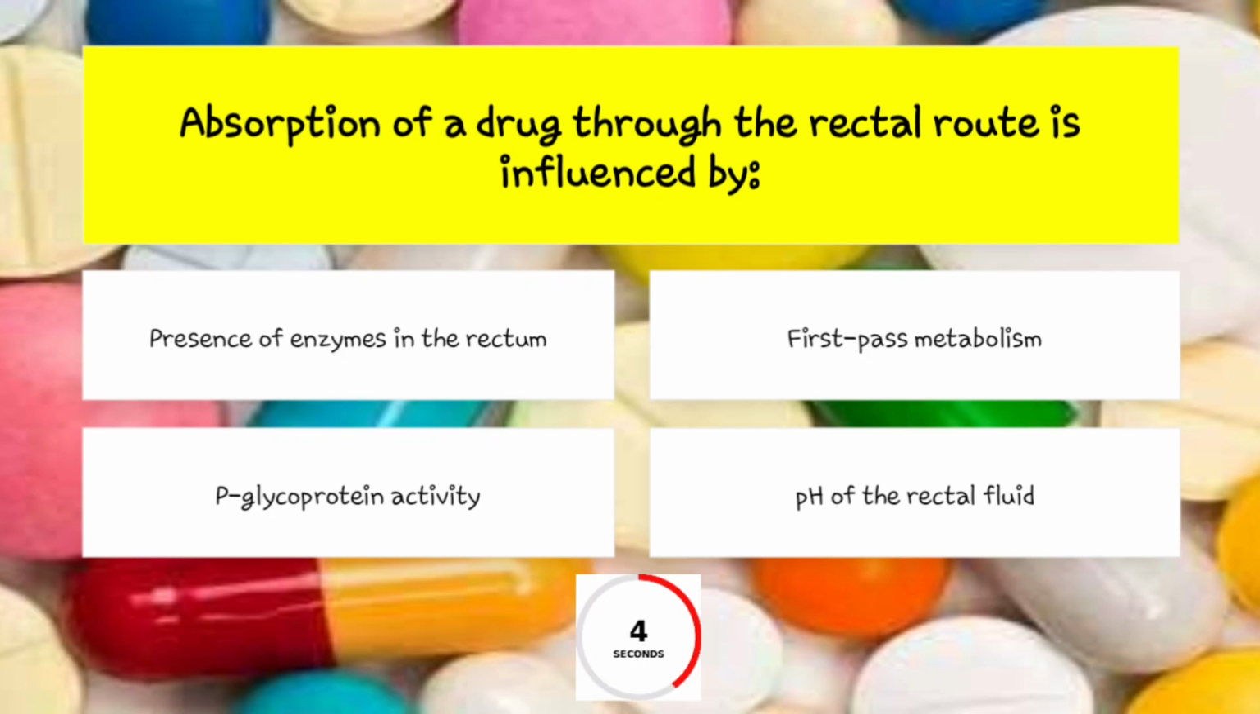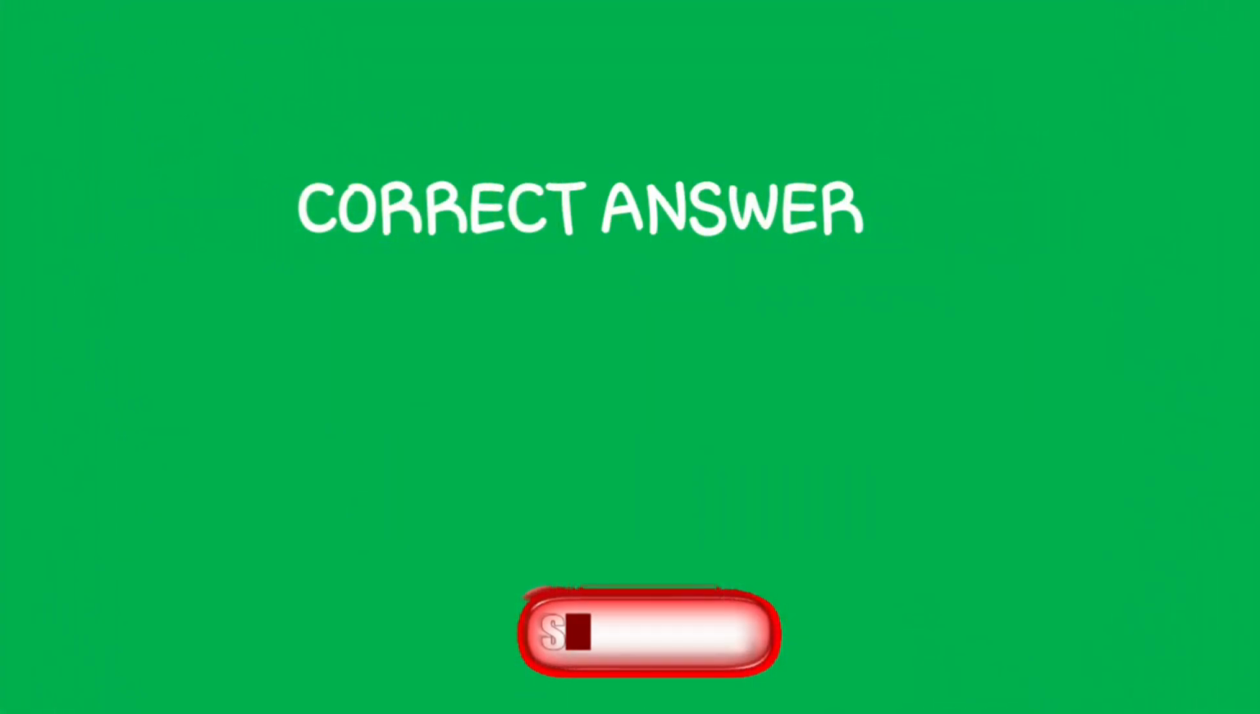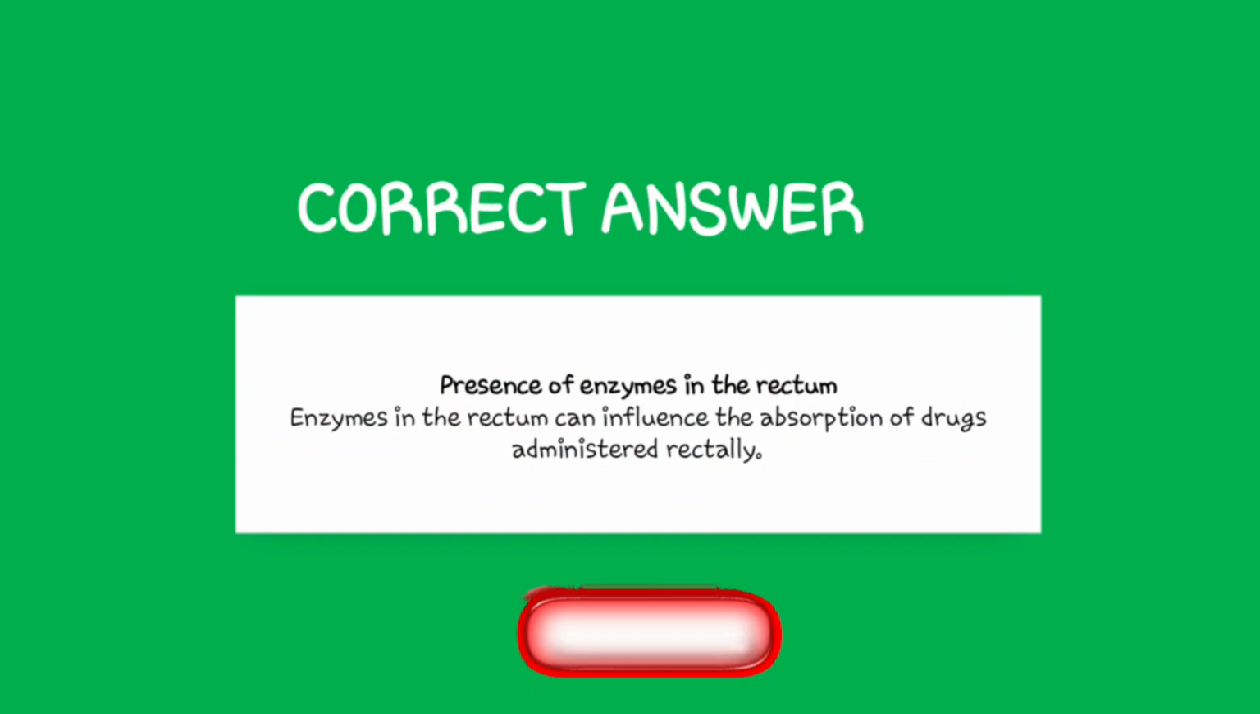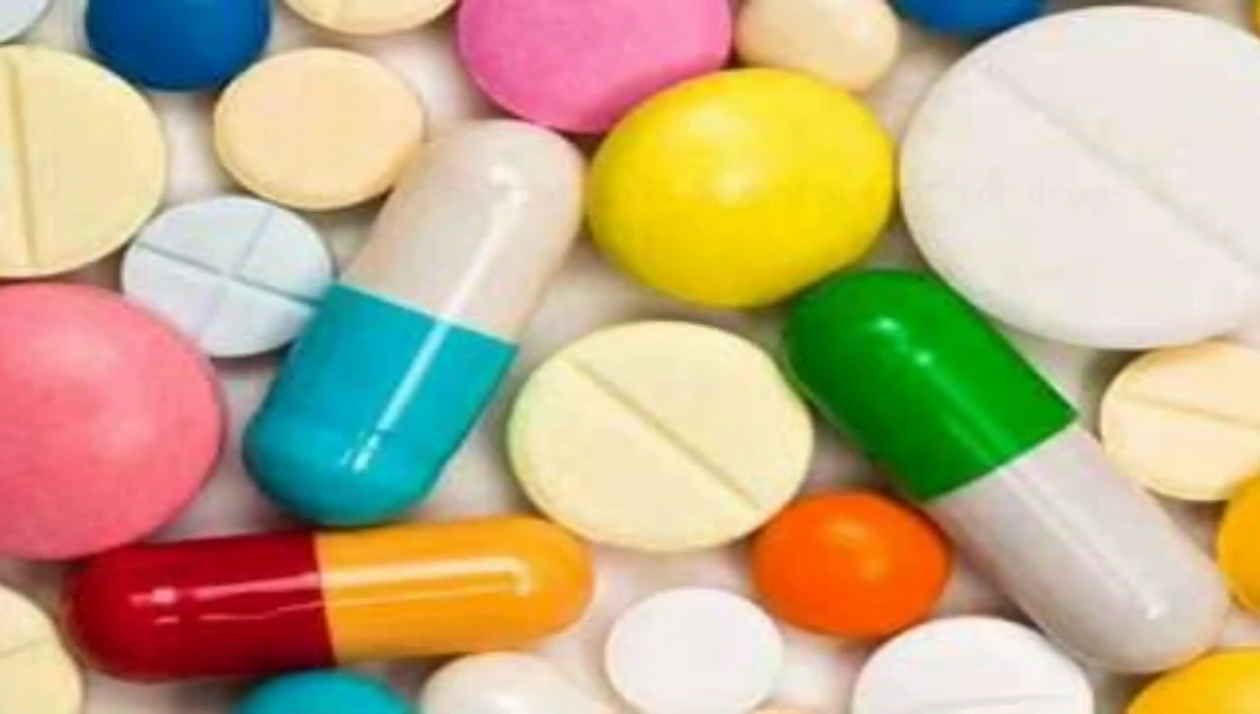Okay, time up. The correct answer for this question is presence of enzyme in the rectum. So, enzyme in the rectum can influence the absorption of drug administered rectally. Getting? Moving to next question.